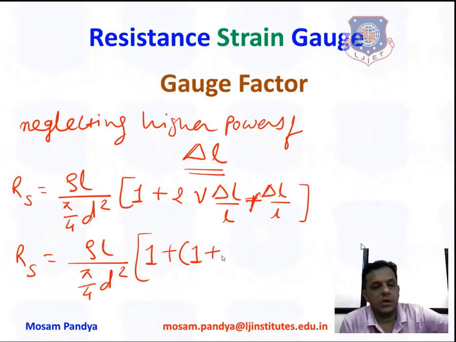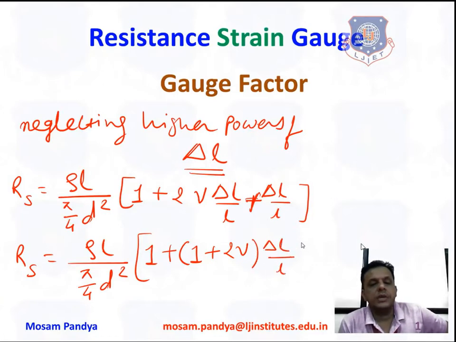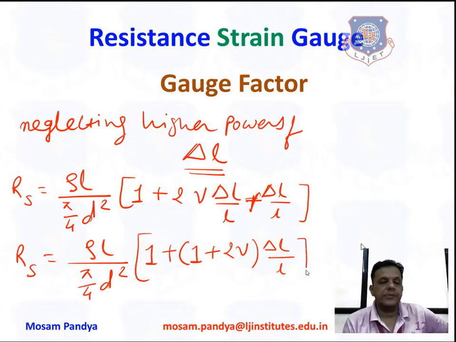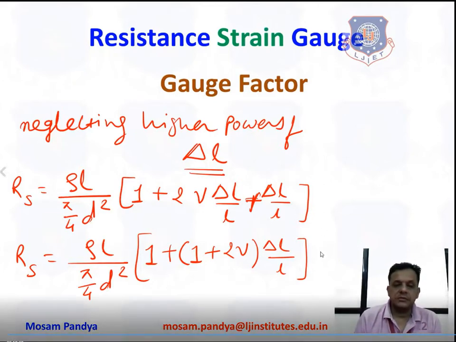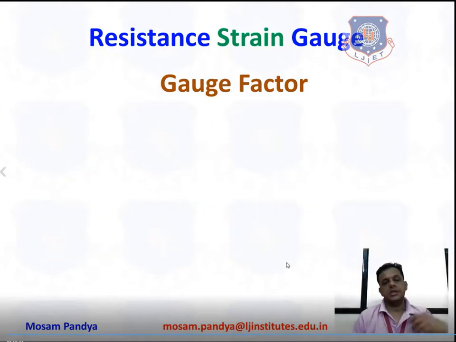Now let us take delta L by L common and rewrite the equation. So it will give you 1 plus, in bracket, 1 plus 2 mu into delta L by L, bracket completed, and hence we received the equation. Here you see mu is the Poisson's ratio, and we are gradually moving toward the generalized equation of the gauge factor. Keep in mind, this is a very important theory for the GTU syllabus, and one should remember this very well.